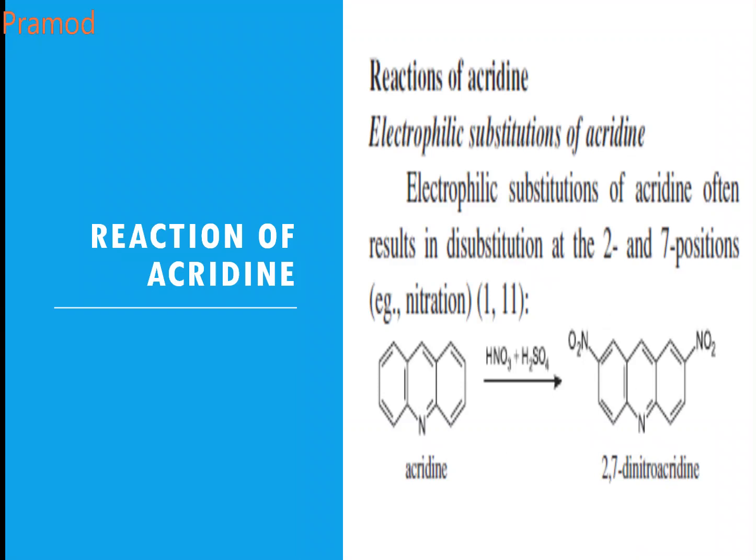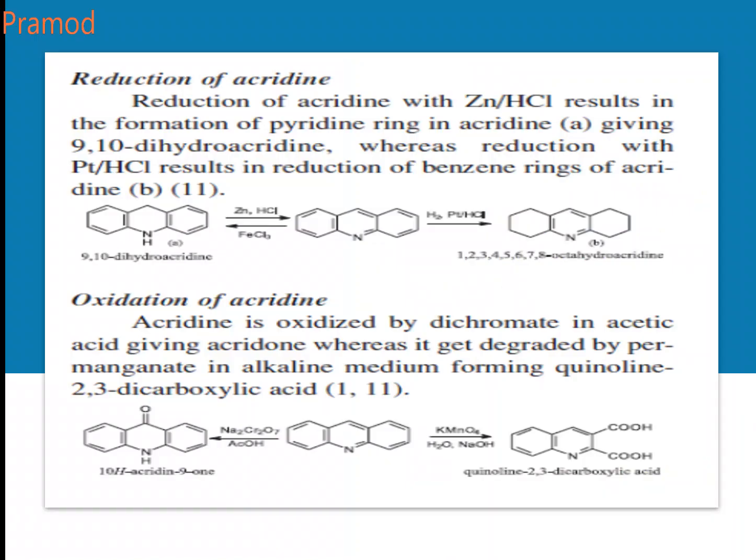Now let's go for the reaction. At which positions will it undergo electrophilic substitution reaction? It was found that acridine undergoes electrophilic substitution reaction at the second and the seventh position on the two benzene rings. Electrophilic substitution reaction takes place, and you get 2,7-dinitroacridine. Reduction. So let us go for the reduction.